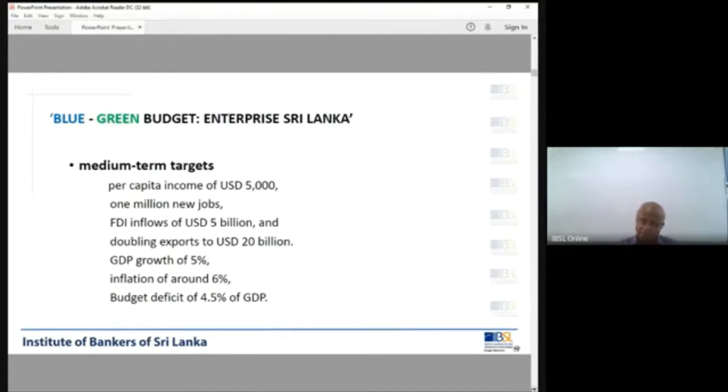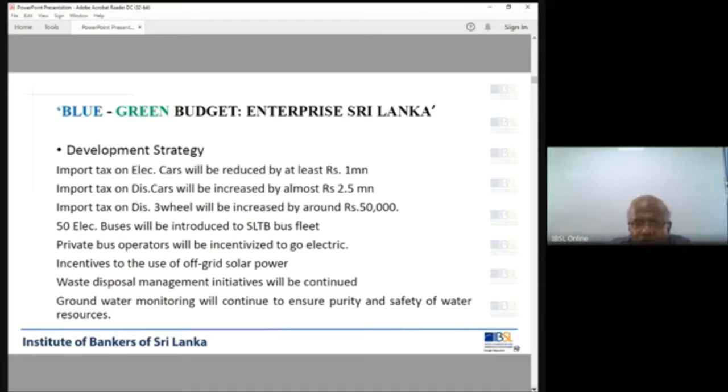Now please read this November budget. What will the government be telling about the economy, about the targets, about their policies? Now, to achieve those targets, even though this is a 2018 budget, every budget has this general structure: targets, then the development strategy. There are development strategies to achieve those targets.